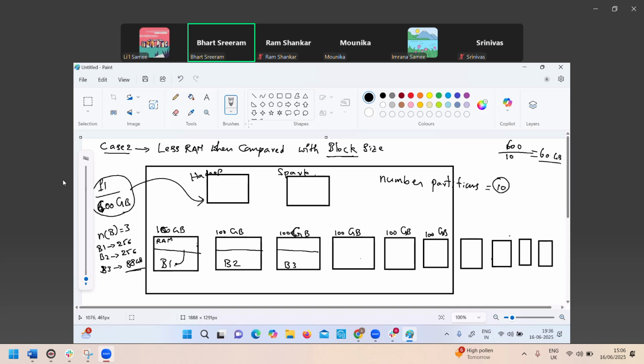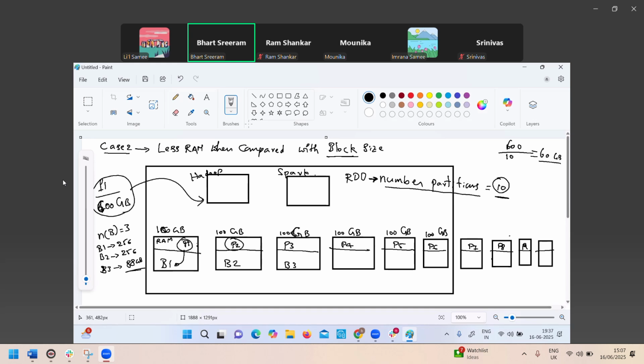Suppose this is the Spark definition. In Spark, data objects are called RDDs. At the time of creating an RDD, you can set how many partitions you want. I set 10 partitions. Total file data will be divided into 10 partitions: partition 1, partition 2, partition 3, 4, 5, 6, 7, 8, 9. On that way, data will be moved into other nodes.